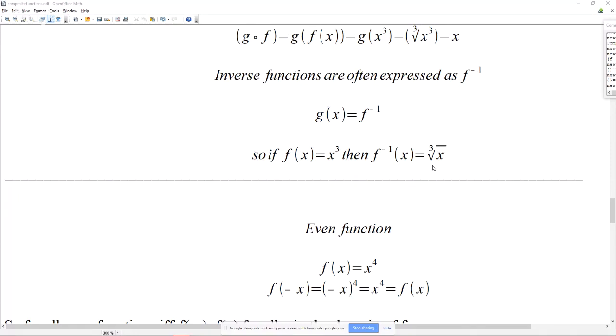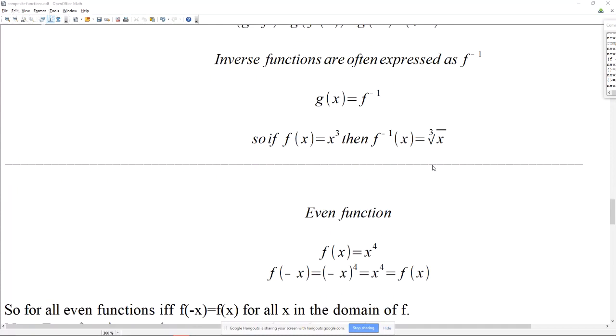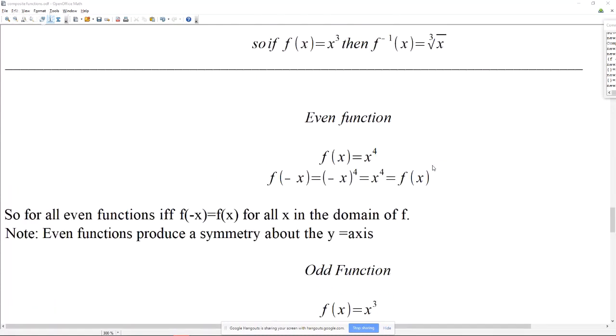All right. So moving on, let's talk about even and odd functions. Let me give you an example of an even function. Now, obviously, an even function is one where, in something raised to the n, n is an even number, right? 2, 4, 6, 8. Those are all even functions.